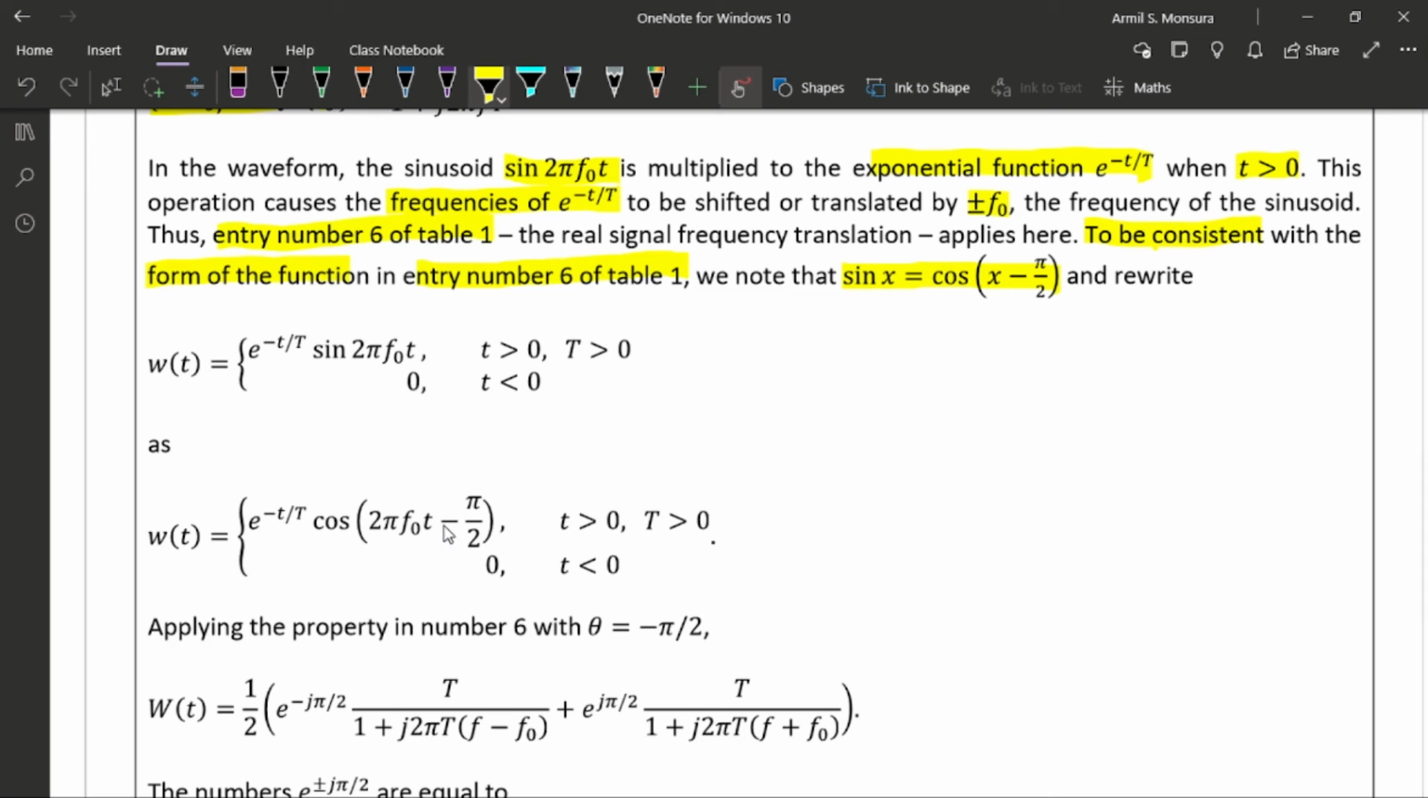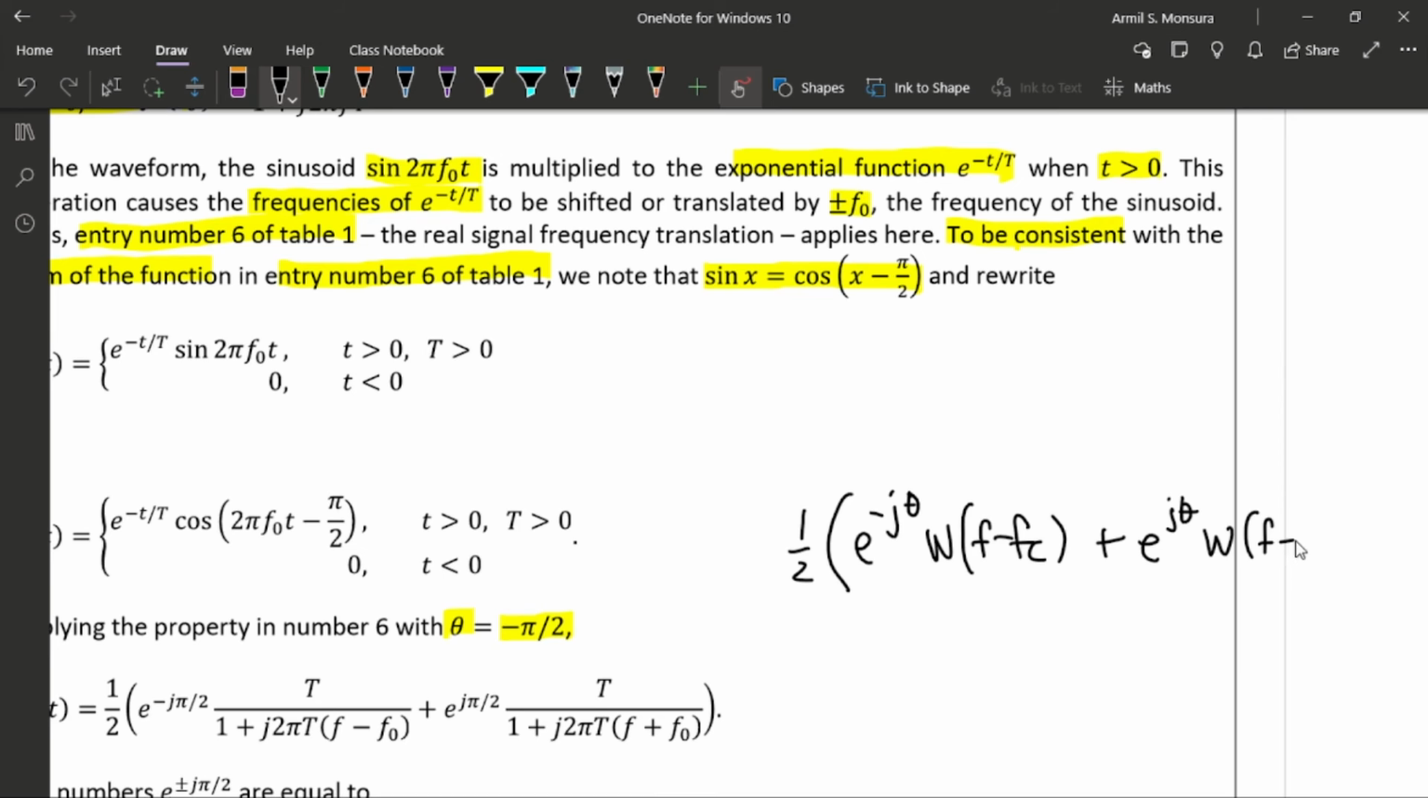So now, writing the spectrum using the property in 6, taking note that your theta here is negative pi over 2, yung shift ng sinusoid ninyo. Again, that property is 1/2 times e raised to negative j theta times the original spectrum shifted by negative fc, plus e raised to positive j theta times your spectrum with the frequency shifted by positive fc. Yan yung nandun sa property number 6.